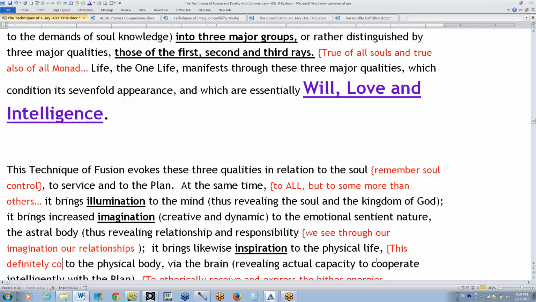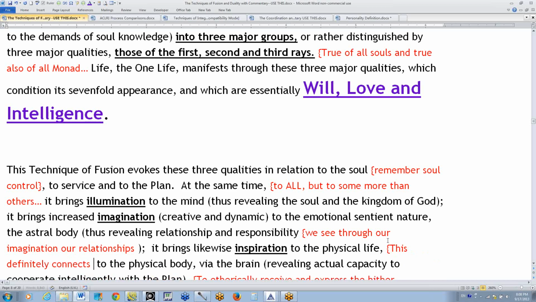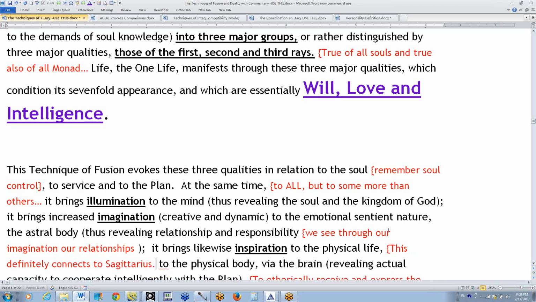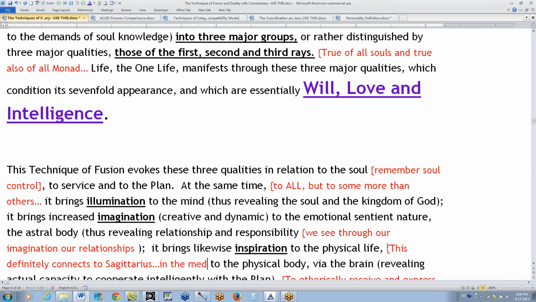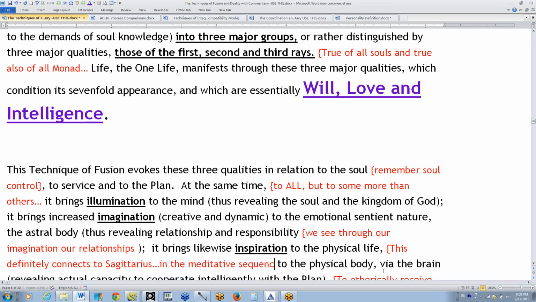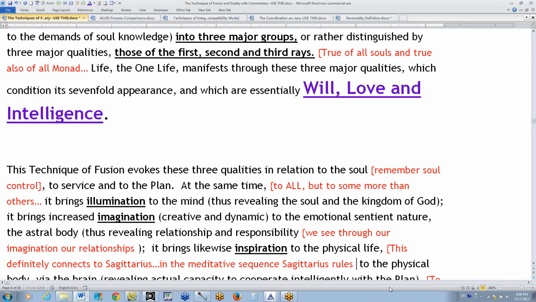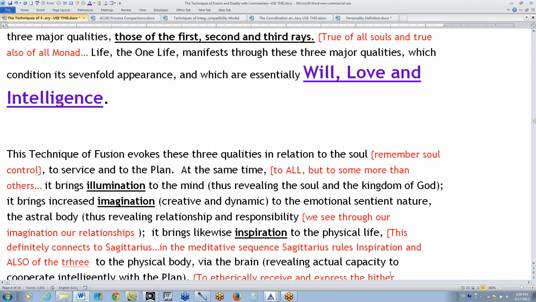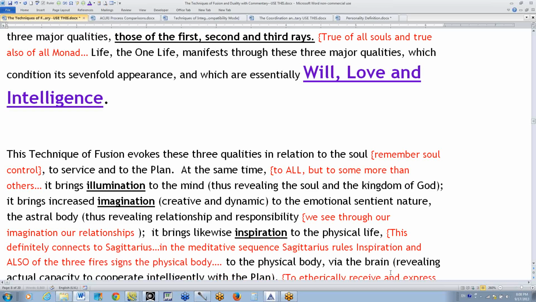FL definitely connects to Sagittarius. And can you see how? Because in the meditative sequence, Sagittarius rules inspiration, and also, of the three fire signs, the physical body. So when we reach that Sagittarian point, inspiration comes through. It also rules the higher mind, interestingly enough.